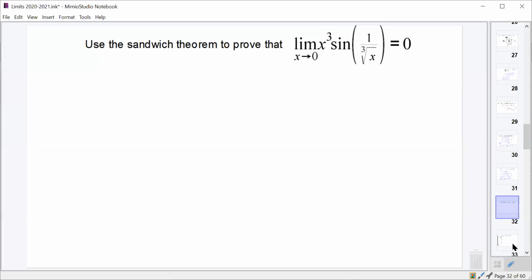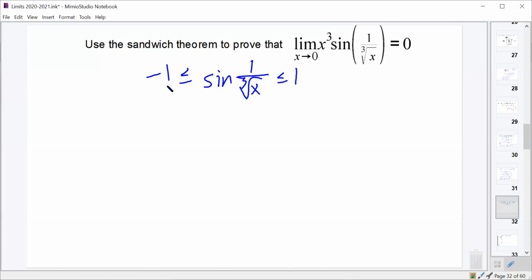What makes this one different? Can I still start with this? Sine of 1 over the cube root of x is less than or equal to 1, greater than or equal to -1. And ignore the x cubed part in the middle. Yes. I think so. I should be able to, right?